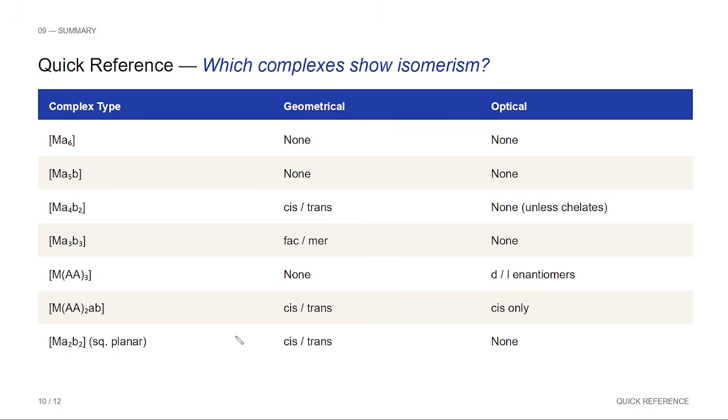MAA2AB type shows geometrical isomerism, and only the cis isomers are optical isomers. And MA2B2 type square planar complexes show geometrical isomerism. Here octahedral has coordination number 6, and square planar complexes have coordination number 4. If you count the total number of ligands and the number is 6, it is octahedral. If the total number of ligands is 4, it is a square planar complex.